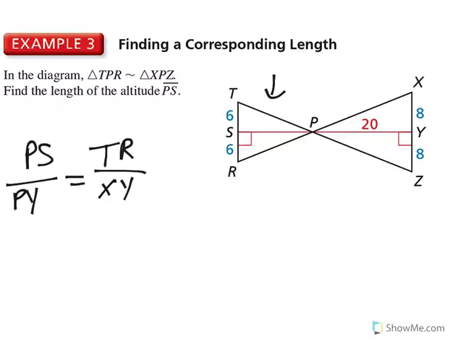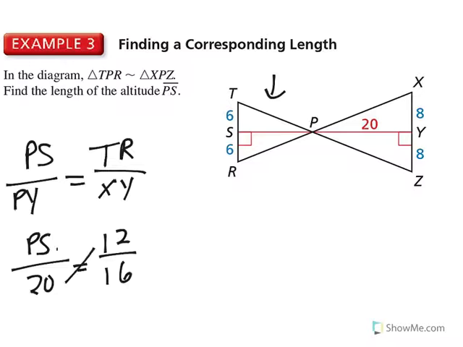And so now if we plug this in, PS is unknown, so I can either leave it as PS or put an X in there, an unknown variable. PY I know is 20. TR is 6 and 6, and that gives me 12. And XY is 8 and 8, so it gives me 16.